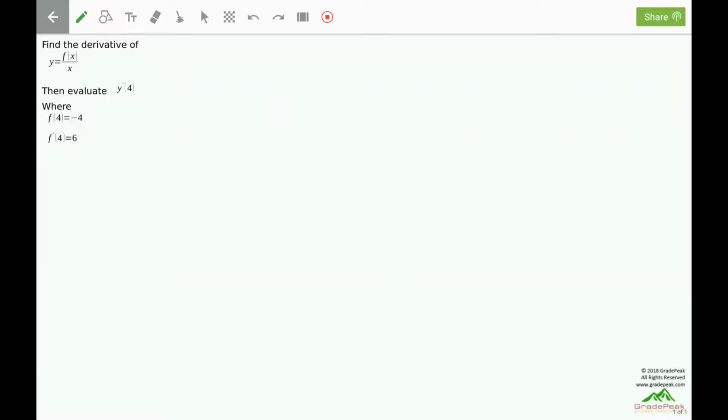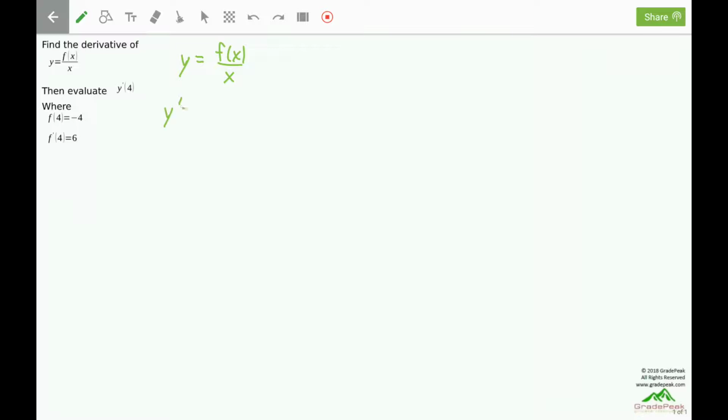Find the derivative of y equals f of x over x, then evaluate y prime of 4, where f of 4 is negative 4 and f prime of 4 is 6. So y here is the quotient, the division of two functions, f of x, an unknown function, divided by x, a known function. Since we have a quotient, we are going to use the quotient rule for the derivative.